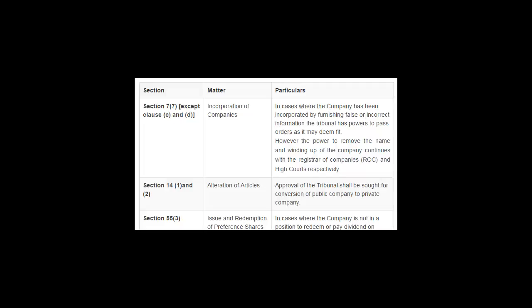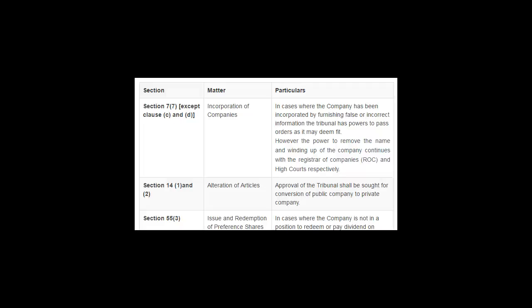We will also discuss the functionalities and how these sections are going to affect. We will also discuss what these sections are going to cater to, and what matters and things they are going to cover. So let's discuss the same.